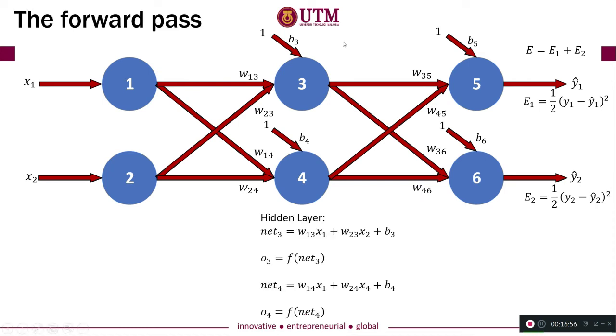At the hidden layer, remember this is the input layer, this is the hidden layer. So now you can express one by one. You need to express the net and the O for each and every node there.